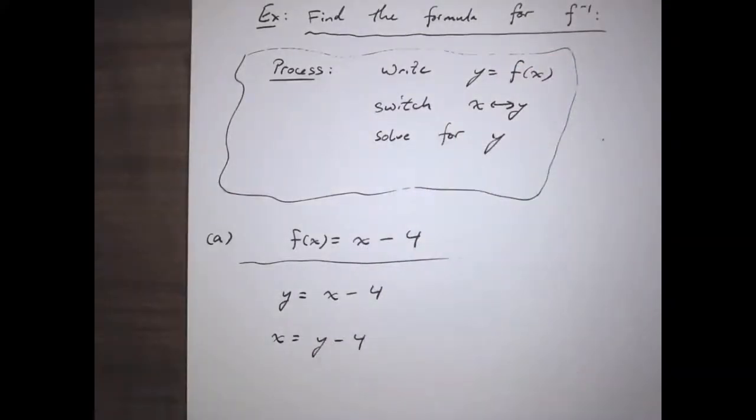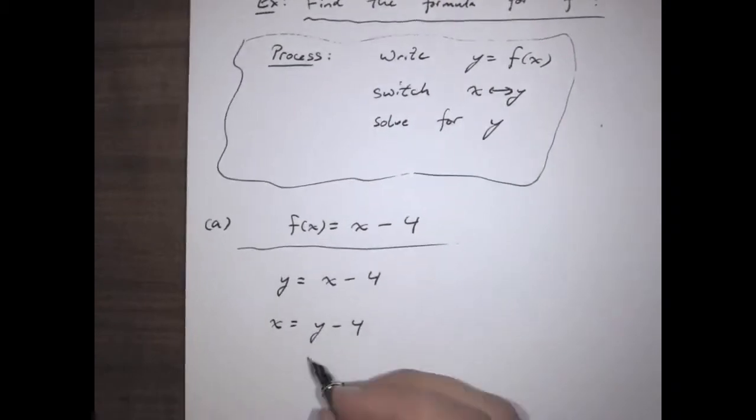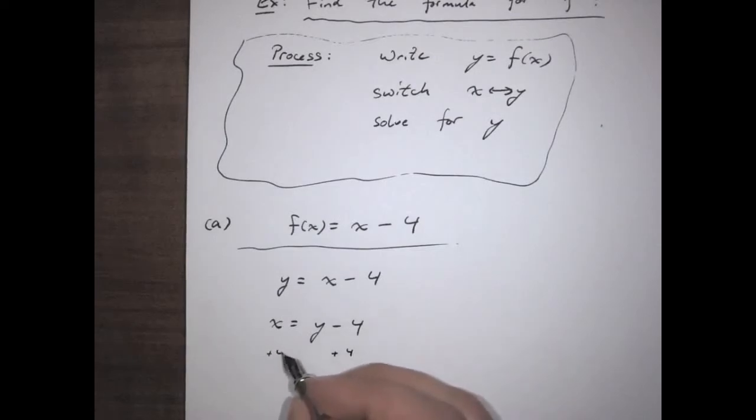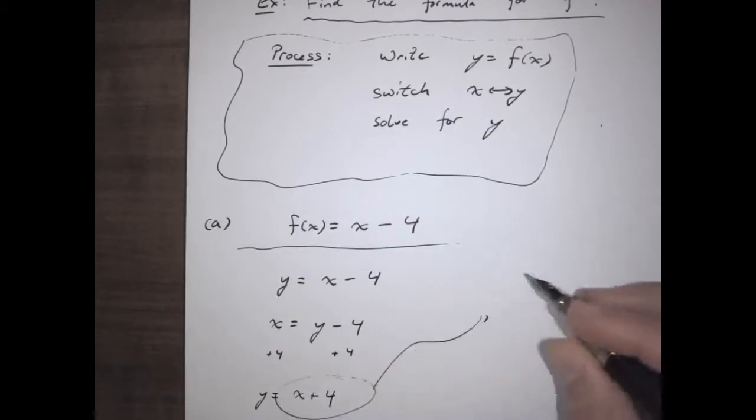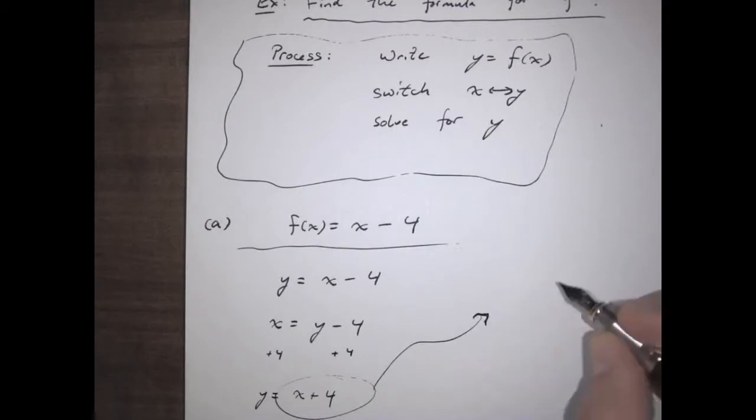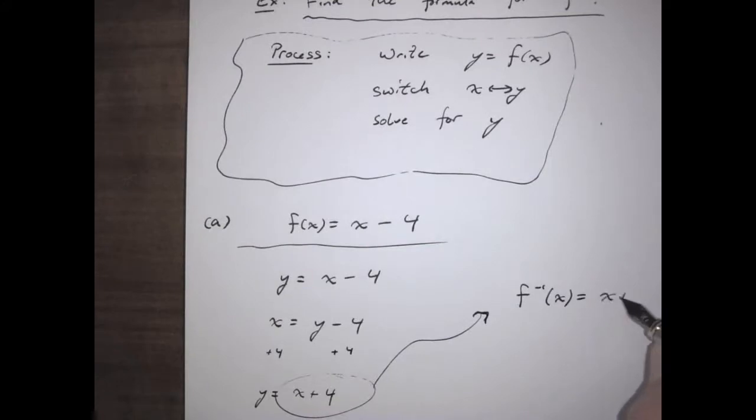So now we have a y that is no longer isolated, so we now just solve for it. Add 4 to both sides, and we'll have y equals x plus 4. And that is now the formula for the inverse. So f inverse of x is equal to x plus 4.